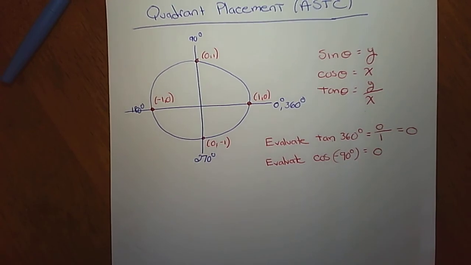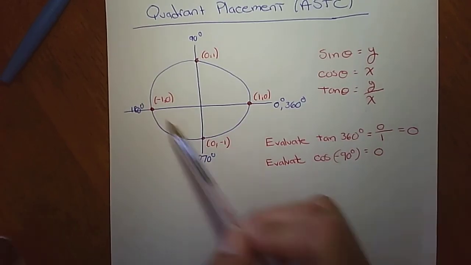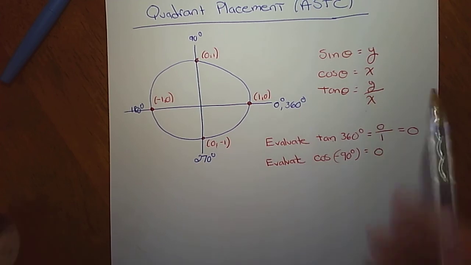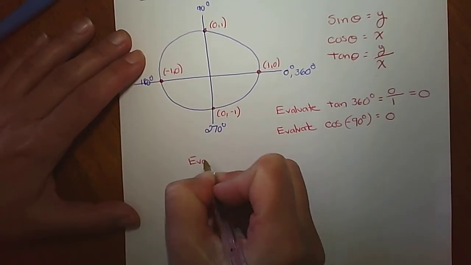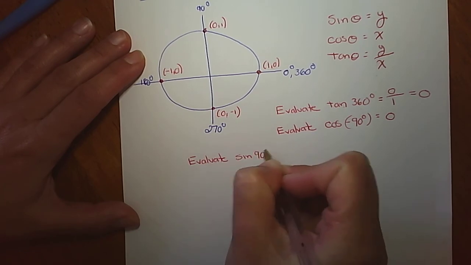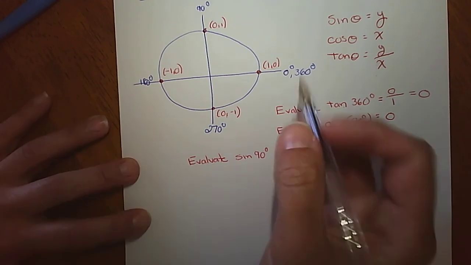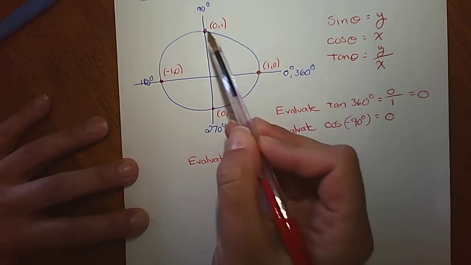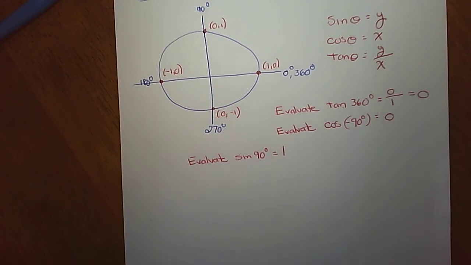Now, let's talk about x's and y's on this picture. If you notice, I'm going to slide up a little bit, I ask you to evaluate sine at 90 degrees. What would that answer be? Well, 90 degrees, positive 90, means we're going up. Sine is the y value, so it's 1.